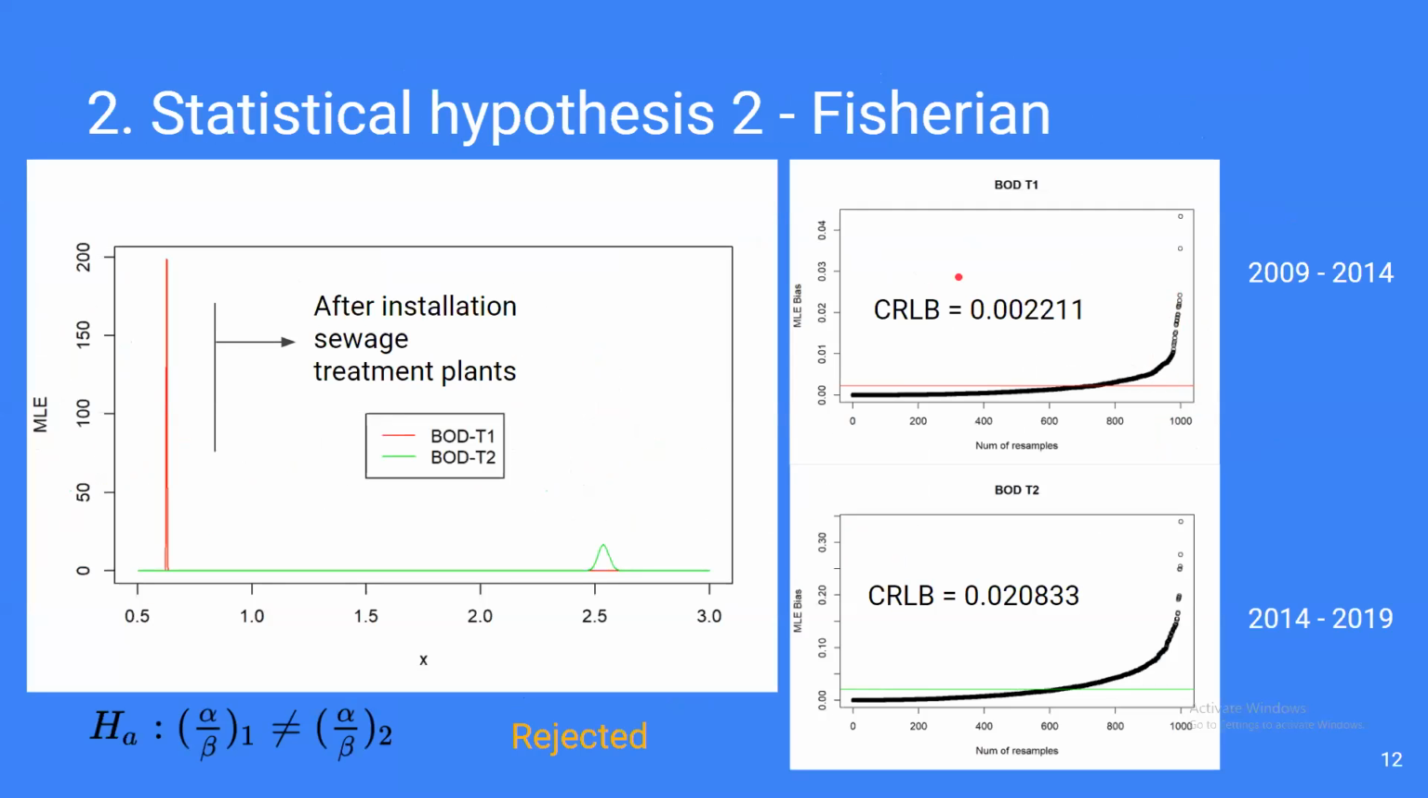Then we go to the Fisherian approach. And in here, as we see in the MLE plot, we have the time 1 represented in red and the time 2 represented in green. And as we see, after the installation of sewage treatment plants, there's an increase of the means, and that means that there's a significant difference in the hypothesis. So we reject the null hypothesis and accept the alternative one.